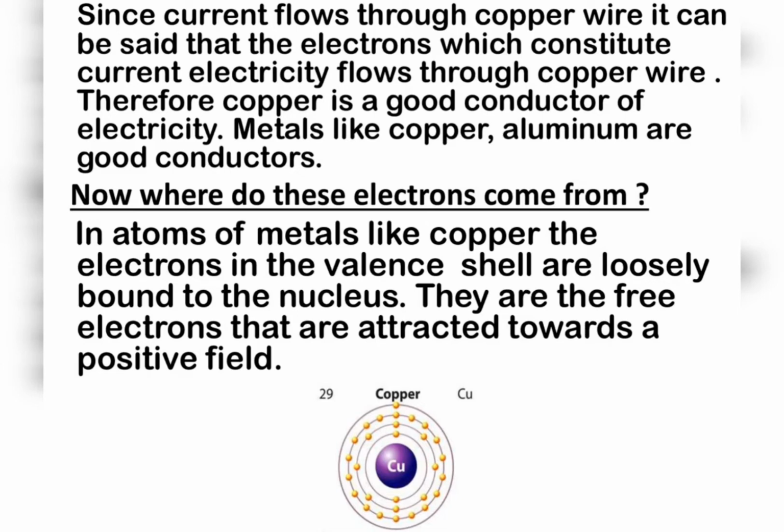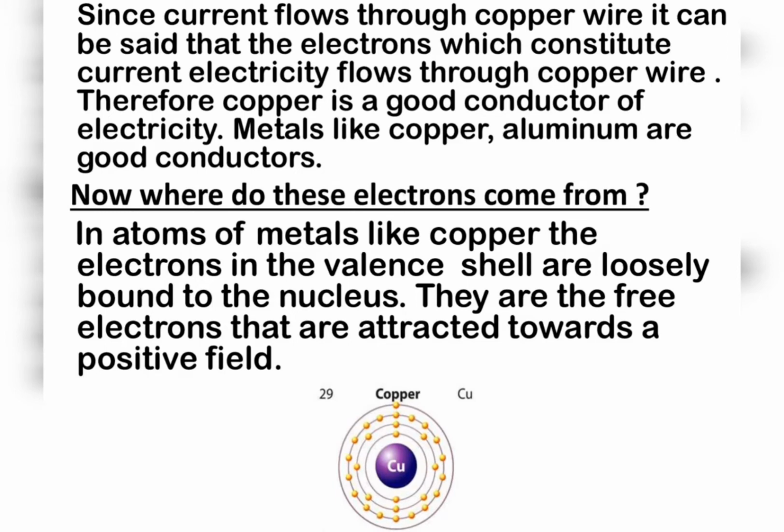So in copper, in metals, the single electron which is in the outermost shell of the copper atom is loosely bound. So what do we mean by loosely bound? That means if we bring another strong attractive force in the vicinity of the free electron, the free electron will just strike off its orbit and it will be free to move.